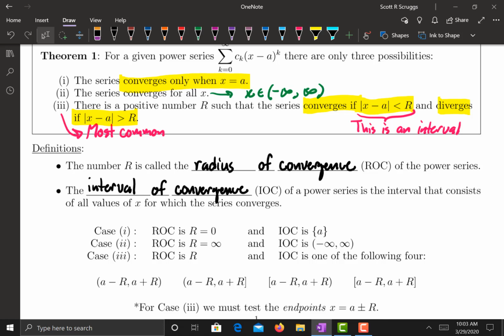So case 1 in Theorem 1 says, I only converge at one point. And since I converge only at one point, and that point is a, if I plug in a for x and do a minus a, I get 0. And so if we get a power series that converges only at the point that I centered my power series at, the radius of convergence is 0. And we don't really have an interval of convergence because it's just the point a.